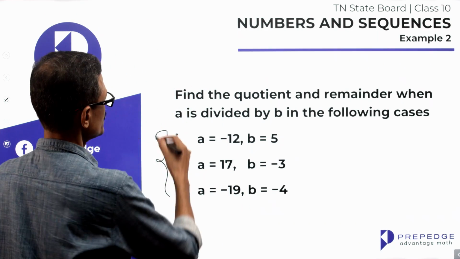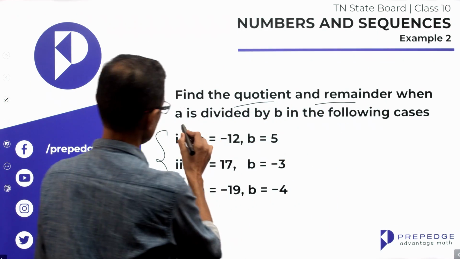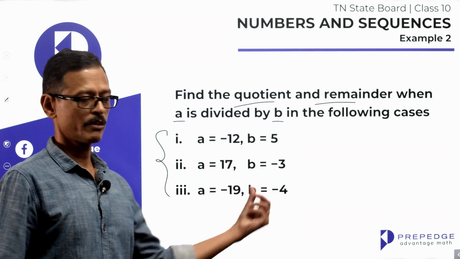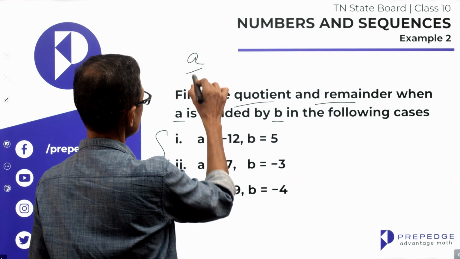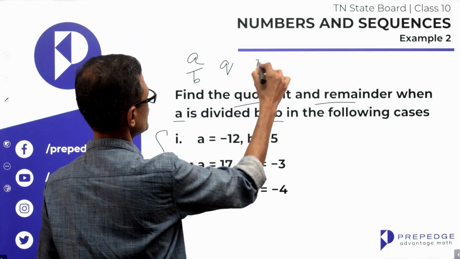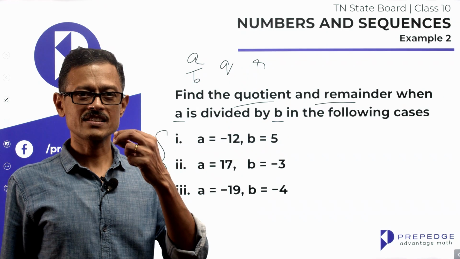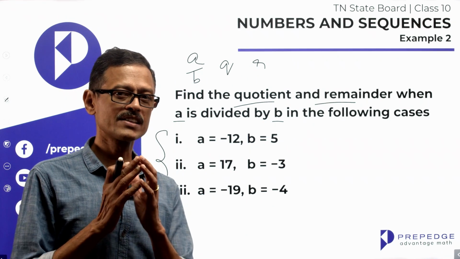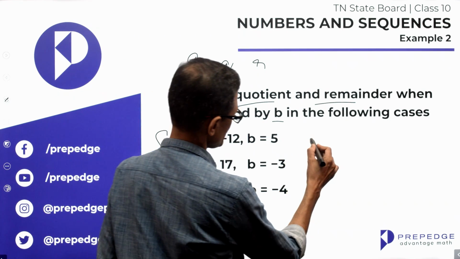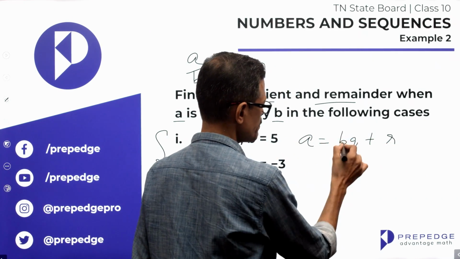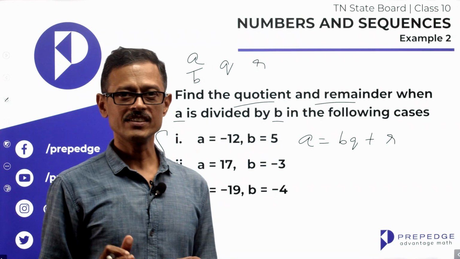Let's get started. Find the quotient and remainder when a is divided by b. In all three questions, the value of a is given and the value of b is given. So when a is divided by b, what is the quotient and what is the remainder, this is what the question is. Before solving, let's get clarity on Euclid's division lemma. Euclid's division lemma says a is equal to bq plus r, where a, b, q, r are all integers.